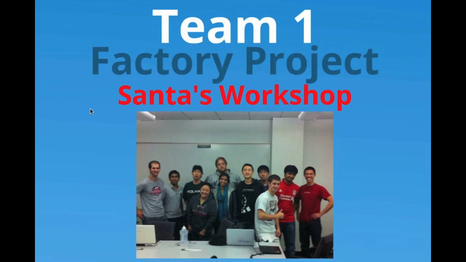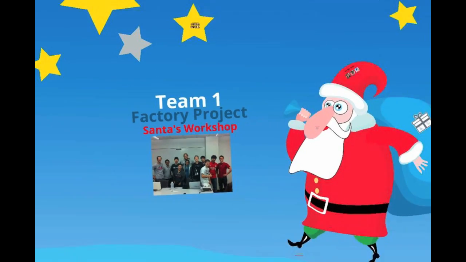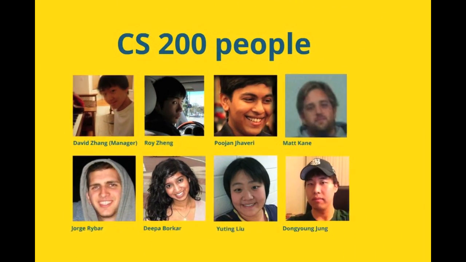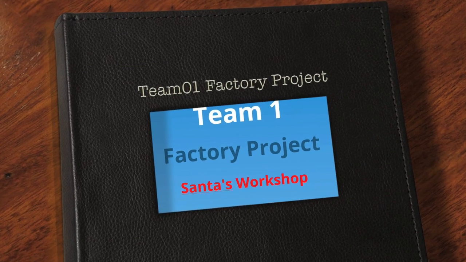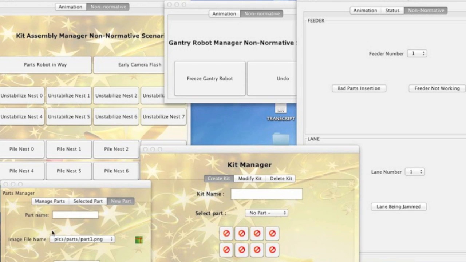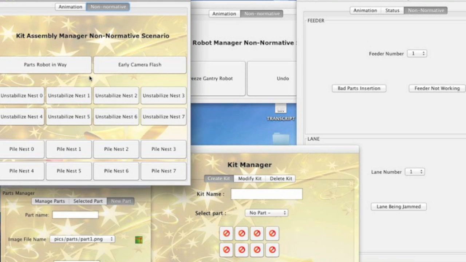Hi everyone, this is Team 1 and this is our factory project simulation of Santa's workshop. CS200, that's object-oriented programming, kids have worked on animation, while CS201, principles of software development, have worked on agents and stuff. Well, you can see here are all our GUIs.